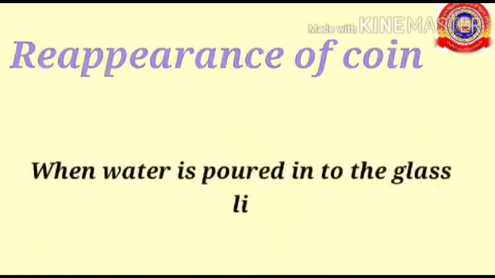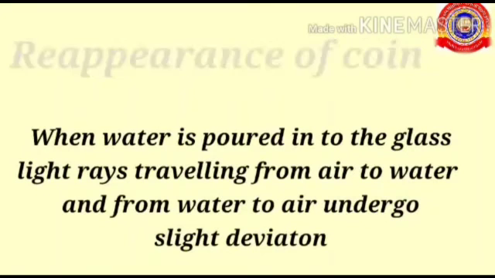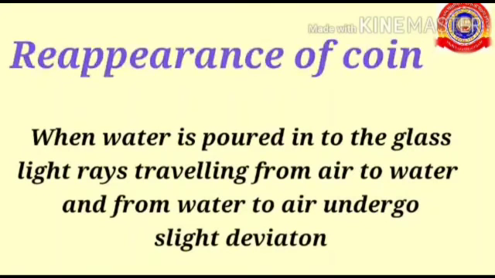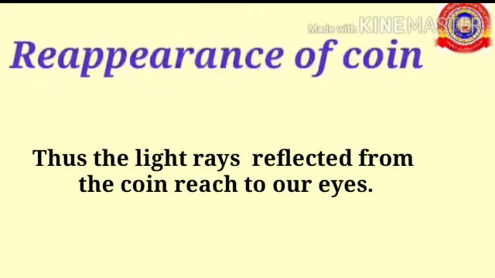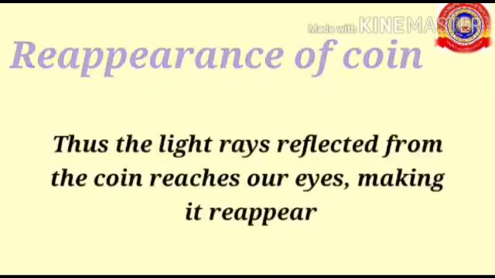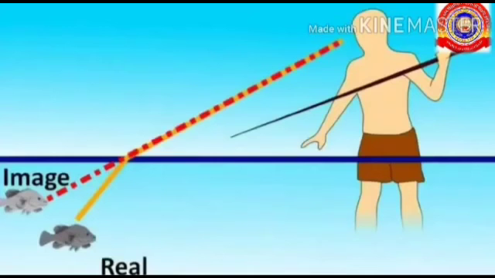And when water is poured into the glass, light rays traveling from water to air undergo slight deviation. Thus the light rays reflected from the coin reach our eyes, making it reappear. When you look at a fish in the pond, the fish is not in the actual position where you see it. This is another example of refraction.